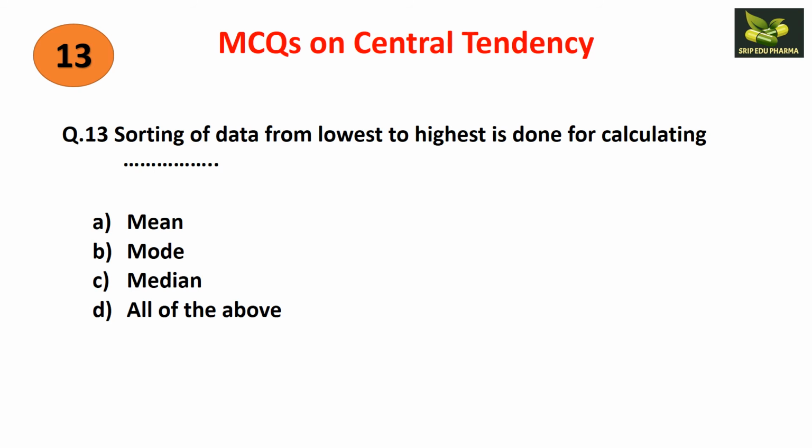Sorting of data from lowest to highest is done for calculating dash: mean, mode, median, all of the above. So your answer is median, because in the case of median we arrange the data from lowest to highest, that is in the ascending order.